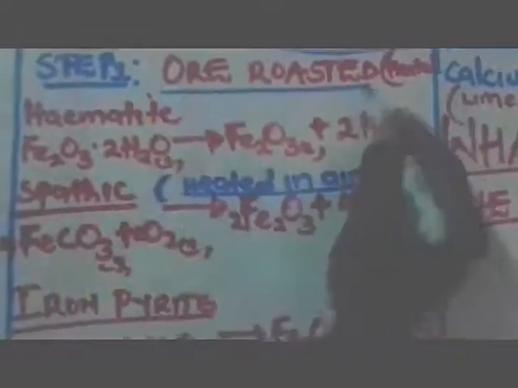roasting of the ore. This is mainly done when you are dealing with hematite. Why are you roasting? This is what we call dry heating. You are dry heating the ore. When you dry heat the ore, you are removing the water. You can see the ore has some water in it. When you dry heat it, which is what we call roasting, we remove the water, and we shall obtain our dry iron 3 oxide.